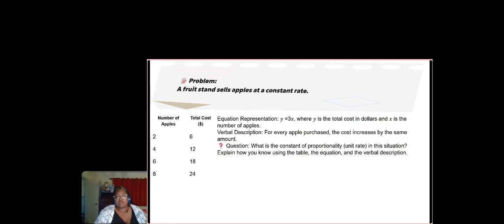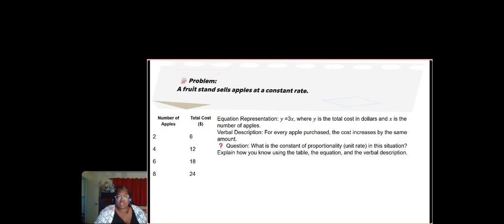So now let's look at our equation representation. We have y equals 3x. Well, that looks like what's happening here, because y represents the total cost in dollars and x is the number of apples. If we plug in just the first one, y is the total cost, so $6 equals 3 times x, the number of apples, so 2. 3 times 2 is indeed 6. So this equation representation fits this problem.